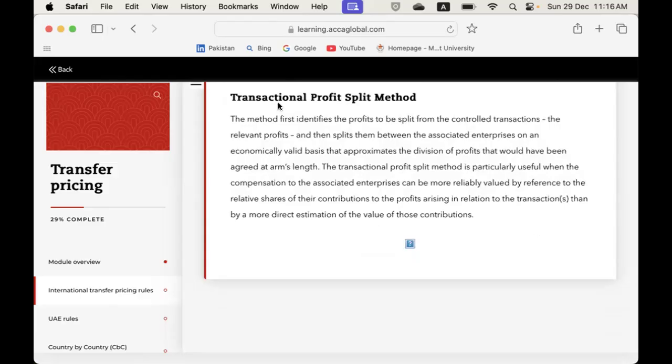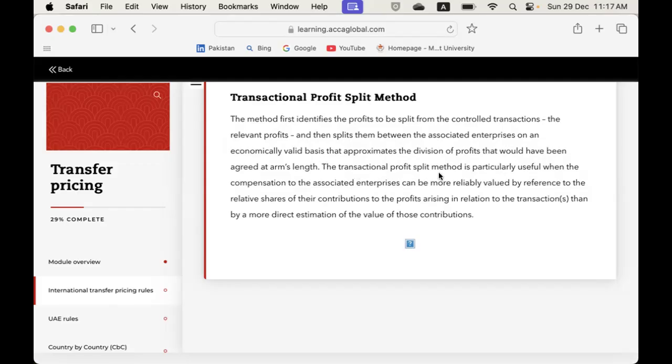Now, transactional profit split method. So, we're now talking about how do we split profits. Let's have a look at it. The method first identifies the profits to be split from controlled transaction, the relevant profit, and then splits them between the associated enterprises on an economically valid basis. So, we will find an economically valid basis that approximates the division of profits that would have been agreed at arm's length. So, based on an economically valid basis, we will have to split the profits.